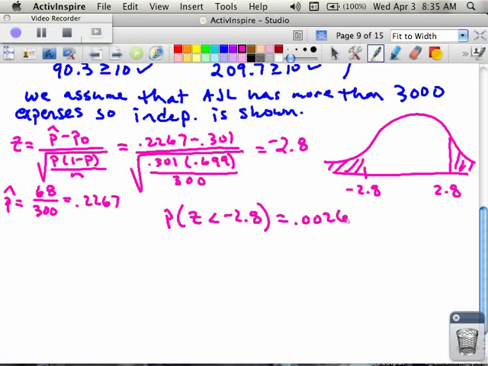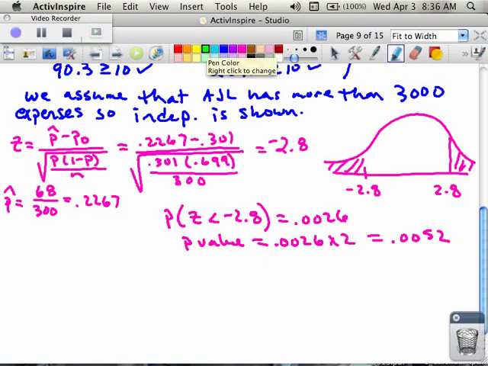So the p-value that I want is going to be equal to that 0.0026 times 2. Why? Because there are 2 tails. So I actually get a p-value of 0.0052. Again, the reason that I'm multiplying by 2 here is that I have 2 tails.